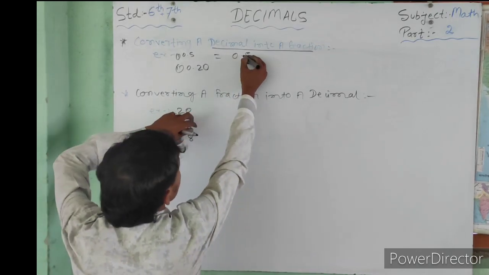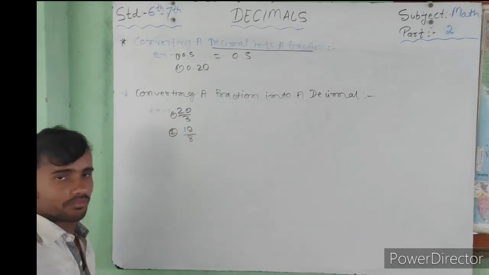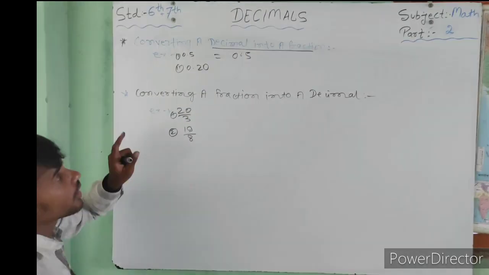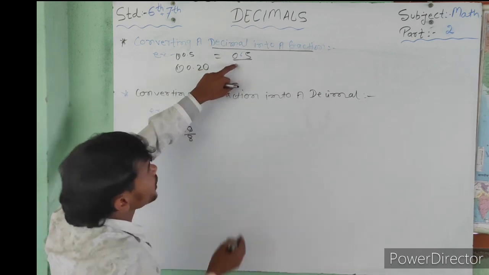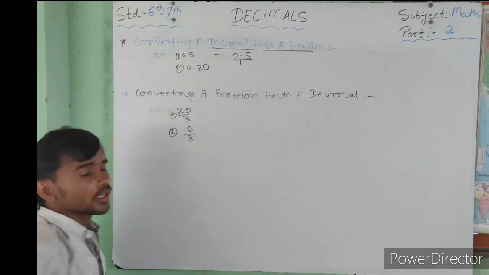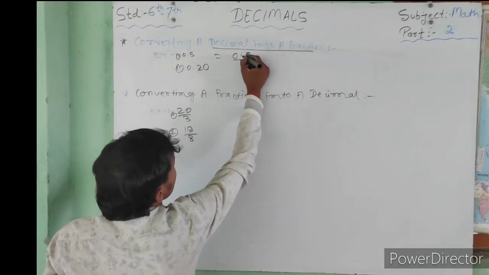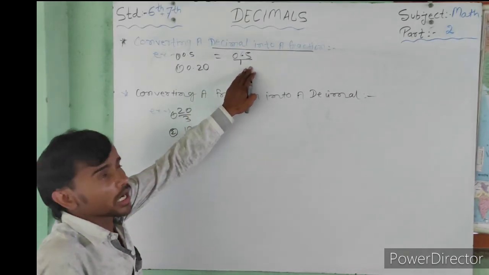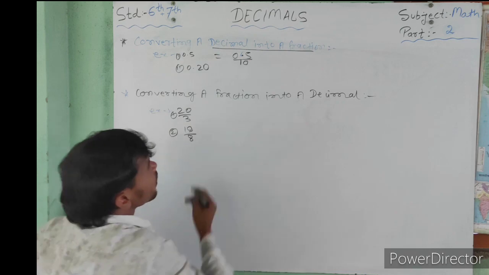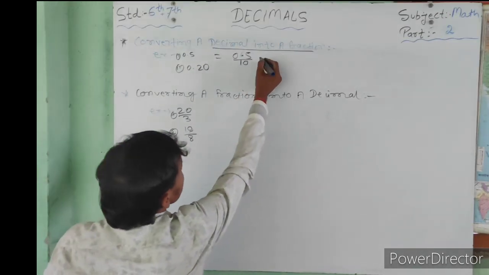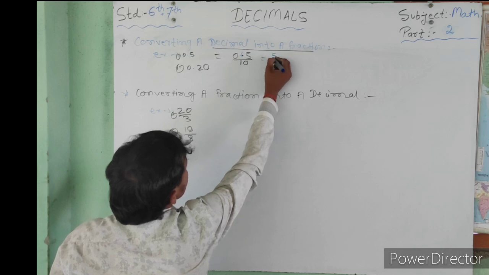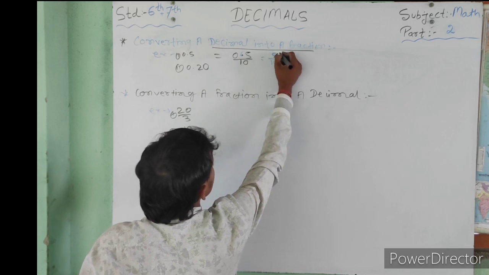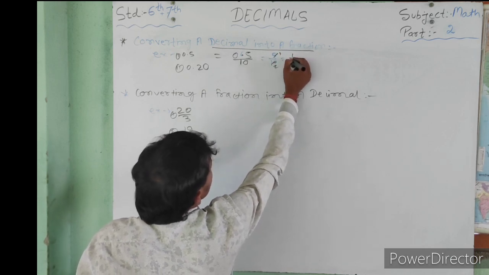See here, 0.5. Firstly, you remove the dot. When you remove the dot, after that, in place of the dot, write 1. Then count how many digits are available after the dot. Just like here, 1 digit. So the number is 5 by 10. When you cancel it, 5 ones are 5 and 5 twos are 10, so here it is 1 by 2.